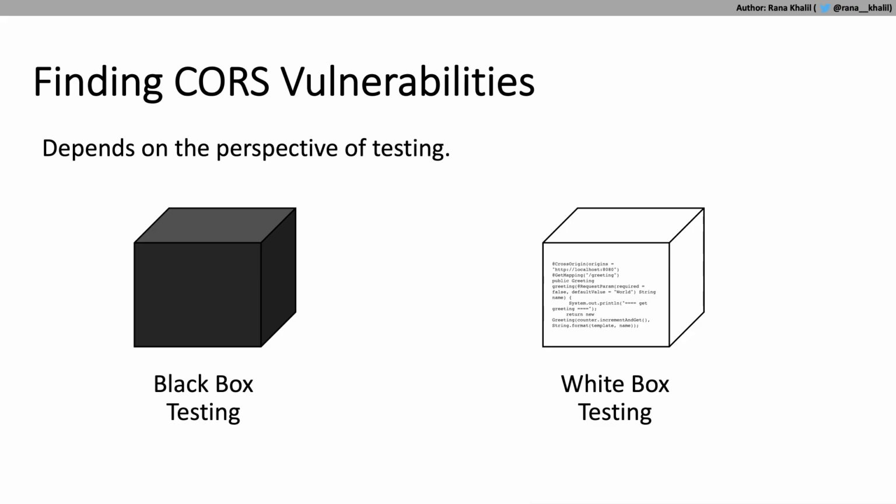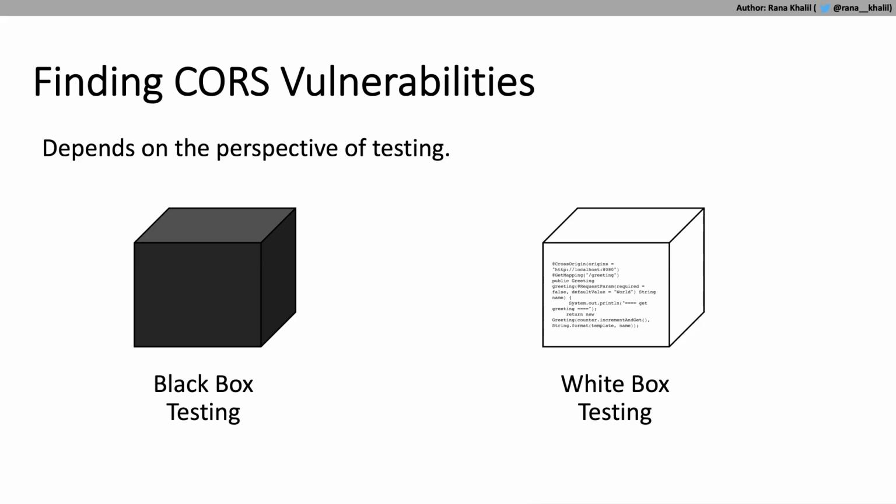Okay, so I've decided to split this into 2 categories depending on the perspective of testing, and the 2 categories are black box testing and white box testing. For those of you that have never heard of these terms before, black box web application pen testing is when the tester is given little to no information about the system. Usually, the only information that the tester has access to is the URL of the application and the scope of the engagement. Whereas for white box web application pen testing, it's the complete opposite.